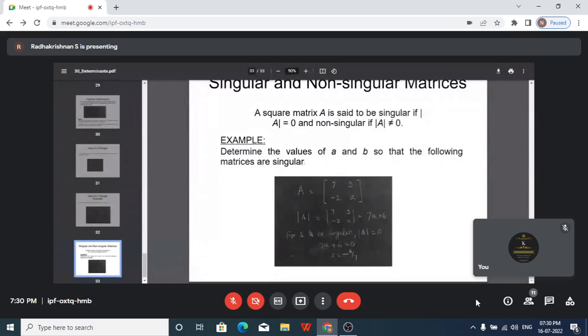If you expand it, it becomes 7A minus minus 6, that is 7A plus 6. Since it is a singular matrix, its determinant is 0. So 7A plus 6 equal to 0. That means 7A equal to minus 6, or A equal to minus 6 by 7.